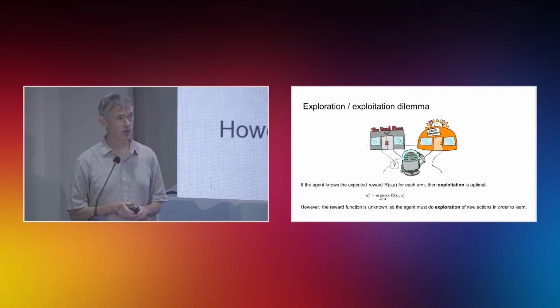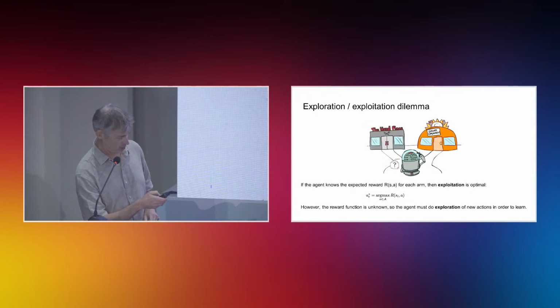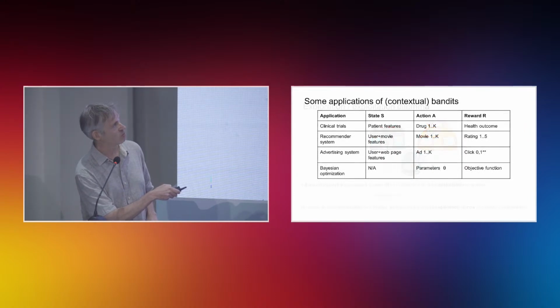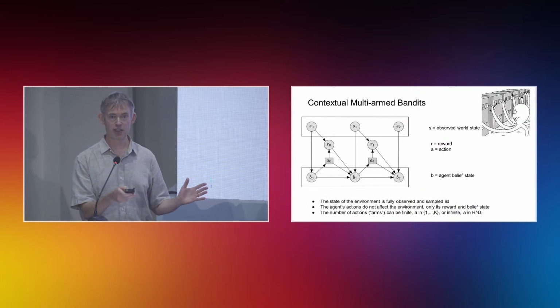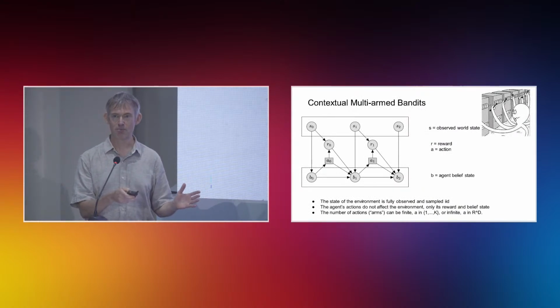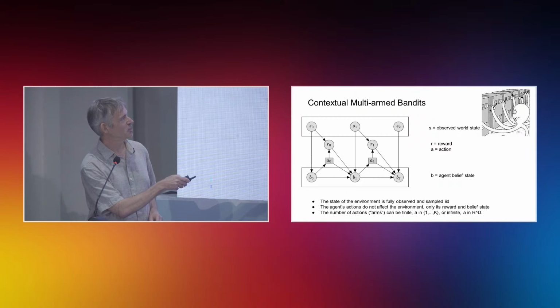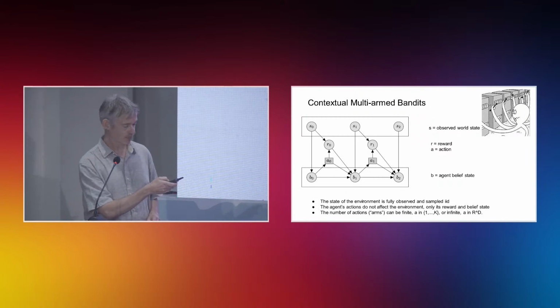So you can think of the actions that the agent performs. Let's suppose there's a finite number of actions. These are traditionally called arms. And this setup is called a multi-armed bandit.